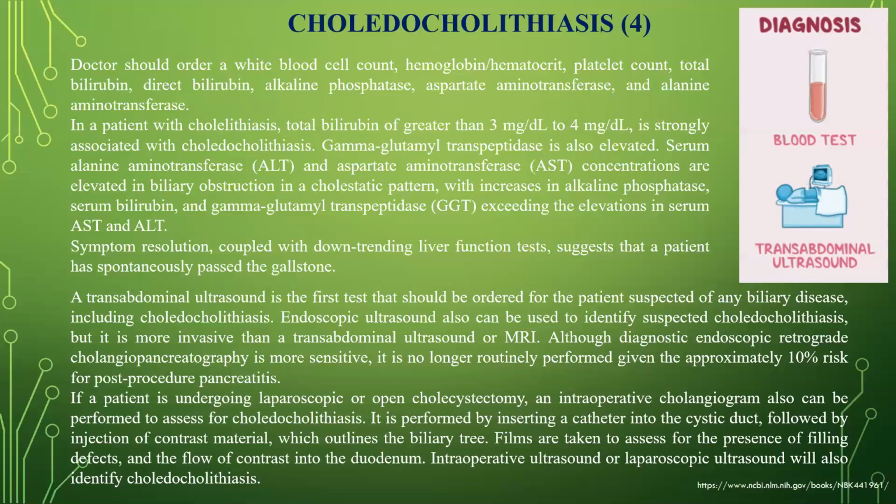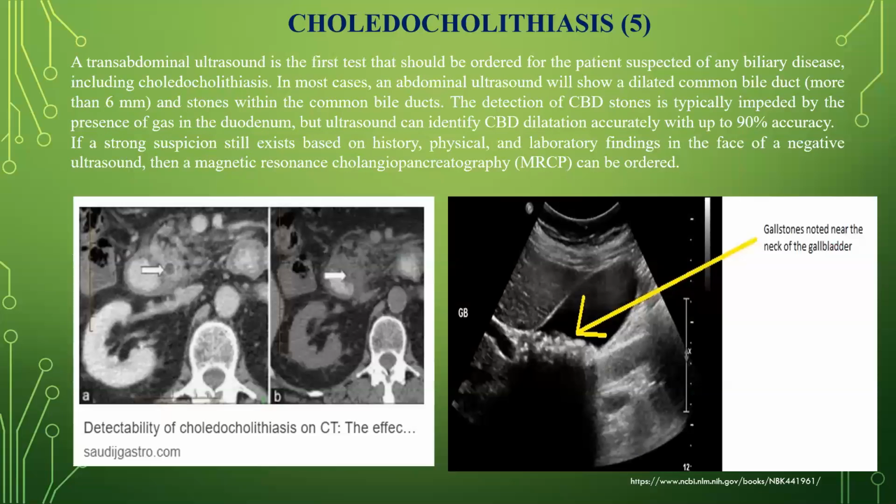It's performed by inserting a catheter into the cystic duct, followed by injection of contrast material, which outlines the biliary tree. Films are taken to assess the presence of filling defects and the flow of contrast into the duodenum. Intraoperative ultrasound or laparoscopic ultrasound will also identify choledocholithiasis.